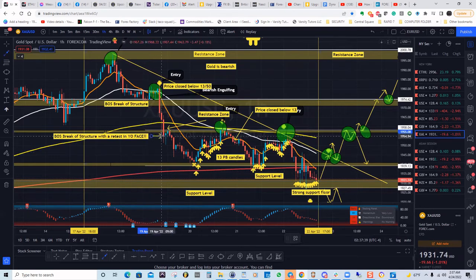That's in your face right there. Boom, right? Because the retest, this is break of structure here, and the retest right there. They went down to support. So that's a break of structure with a retest in your face.